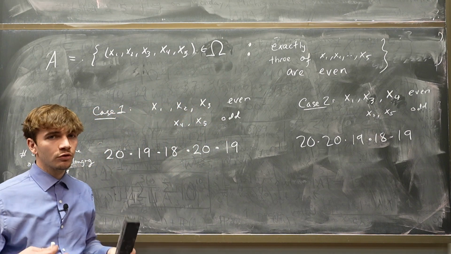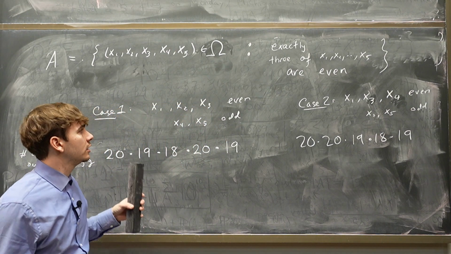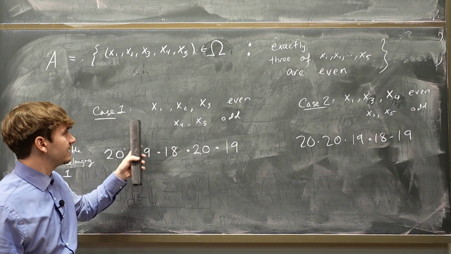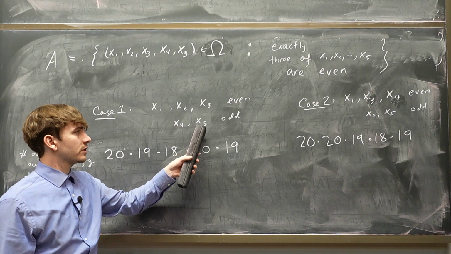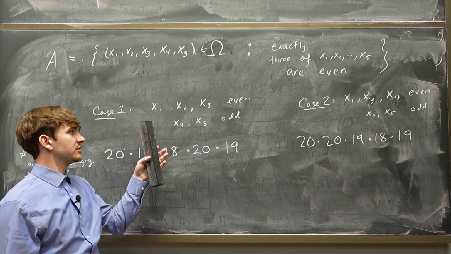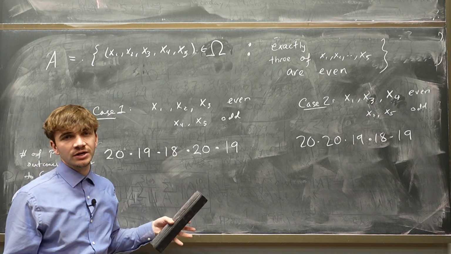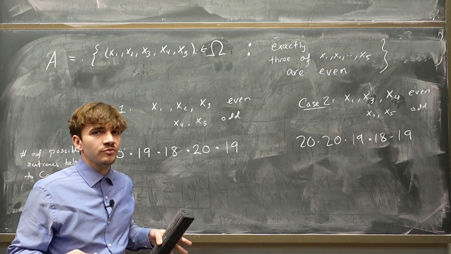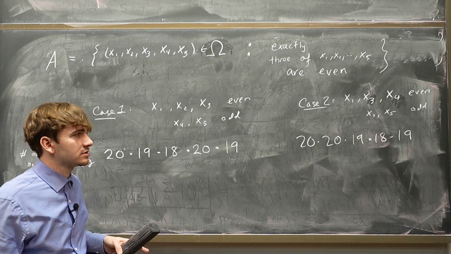So even though the order of the lottery does matter, the ordering of these cases, like if I choose x4 and x5 to be odd versus if I chose, for example, x2 and x5 to be odd, then no matter what, I'm going to end up with the same number of possible outcomes belonging to that case. Okay?